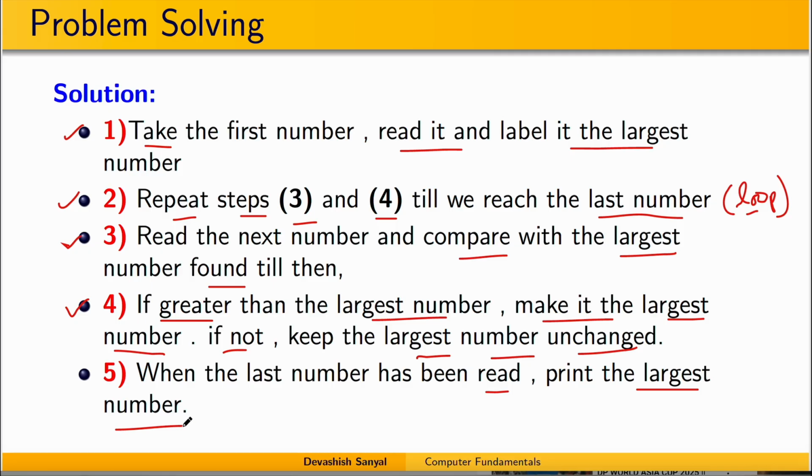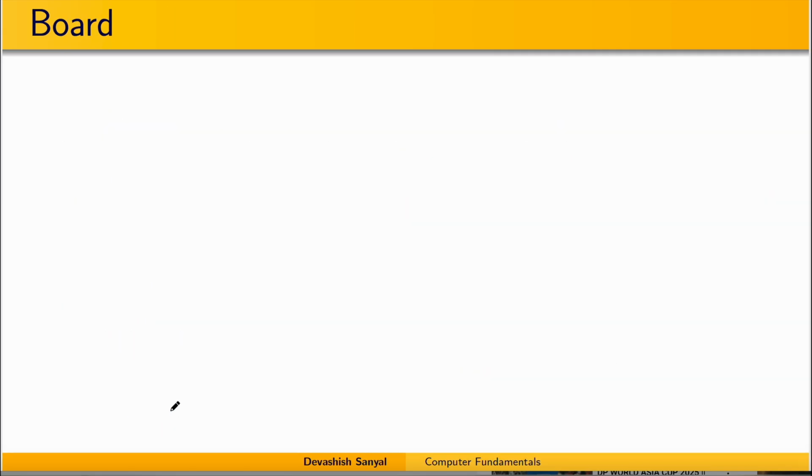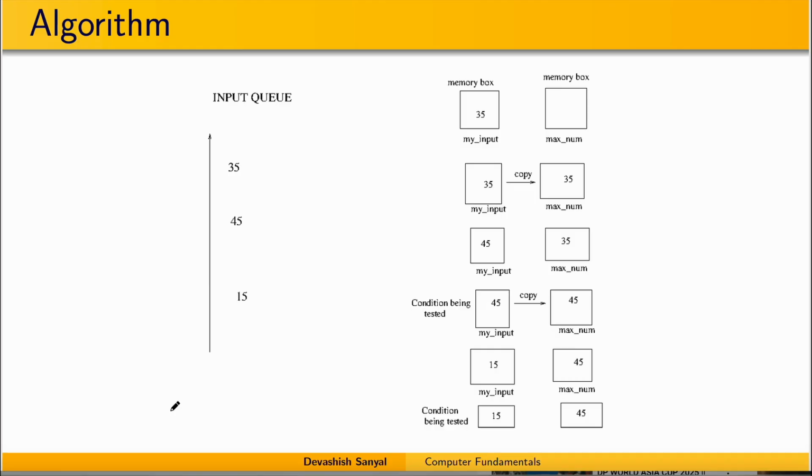So what do you mean by this? Let us see this with the help of a small example. So what is written here? It's very clear. Here we have an input queue, and I have taken 3 numbers, 35, 45 and 15. So 35 will be my first input, then 45, then 15.